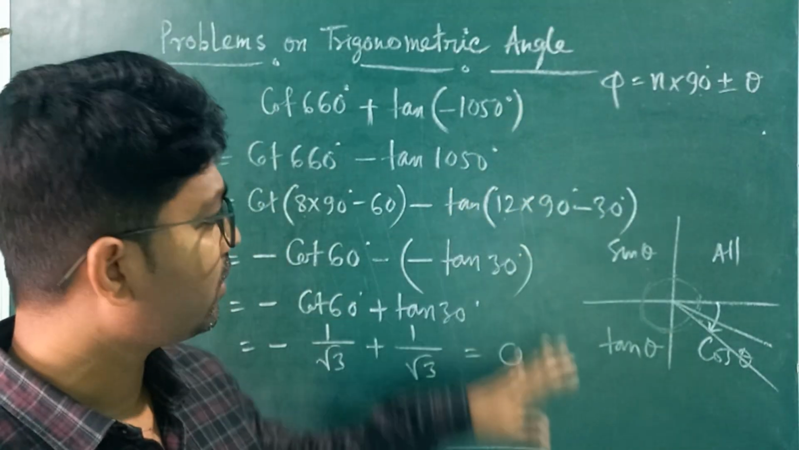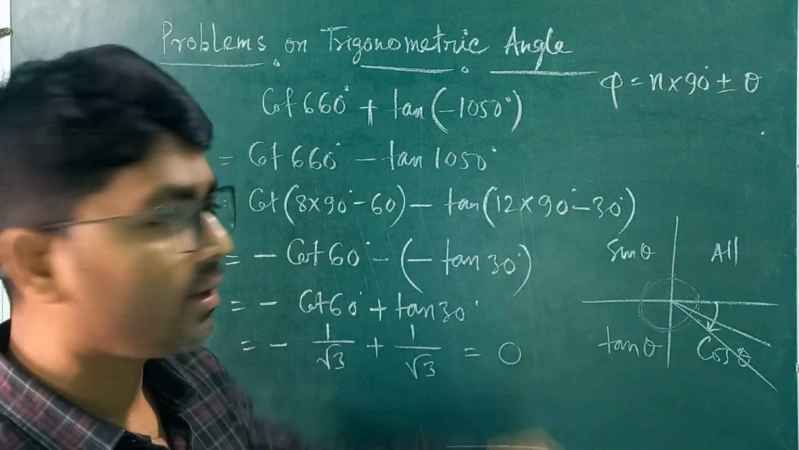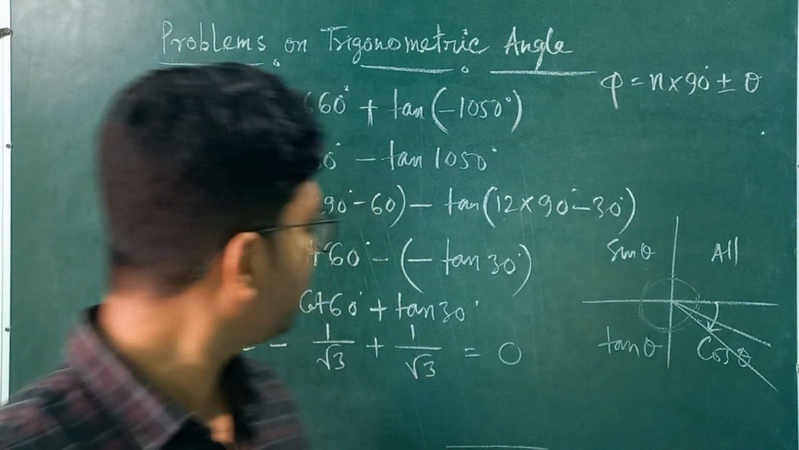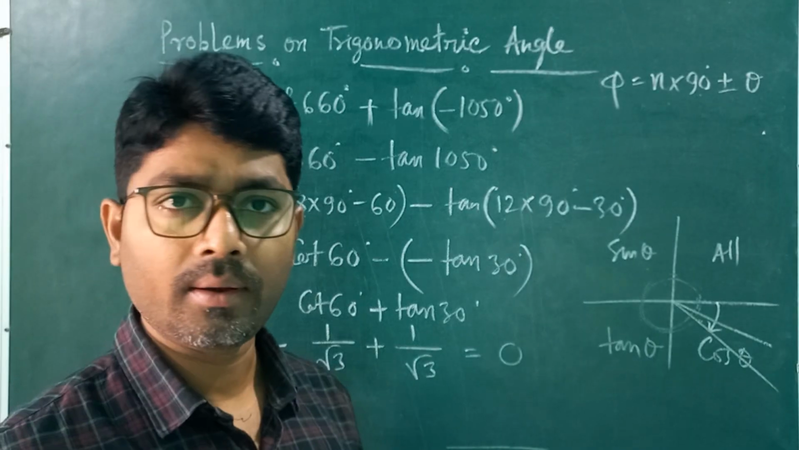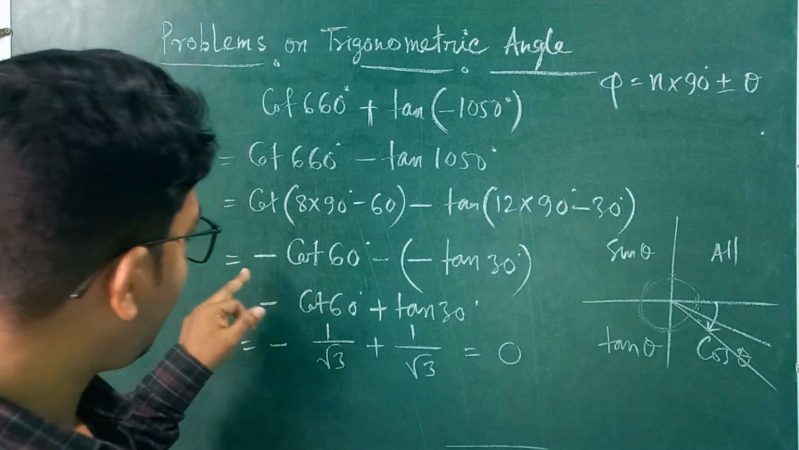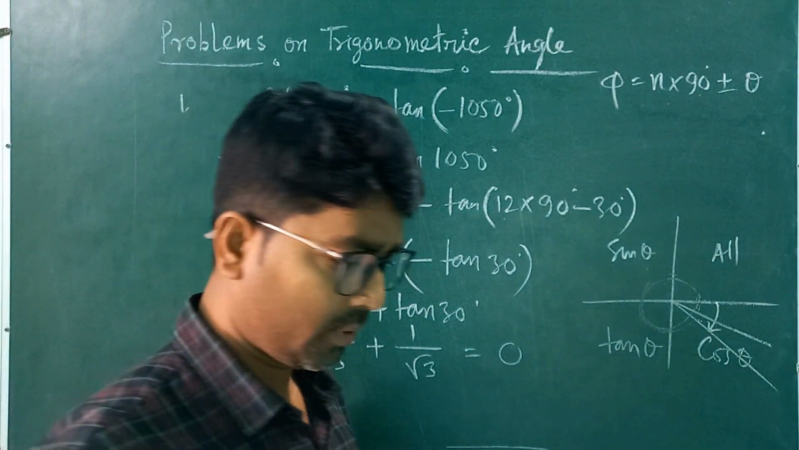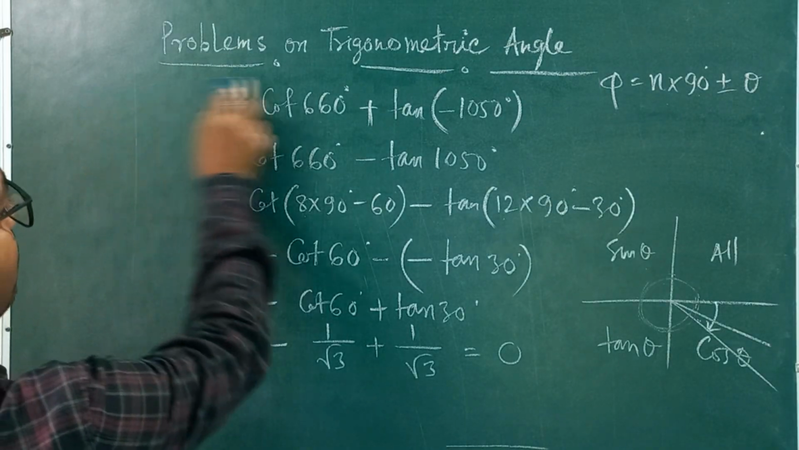So this is our technique, how we will break the angle in terms of 90, and our target is to take the even multiple of 90 and check the quadrant where the angle lies and apply the sign and then calculate. Clear? This is our first problem.